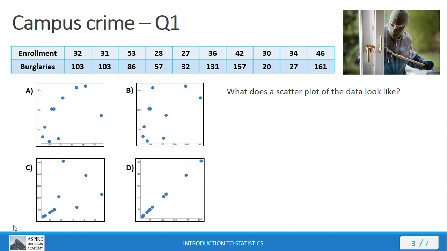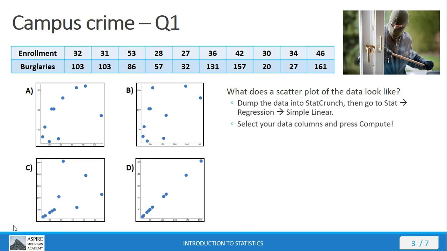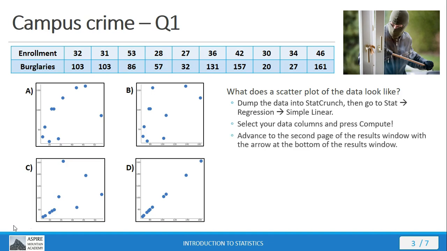Anywho, what does the scatter plot of the data look like? Well, once you get the data into StatCrunch, it's really easy to get your scatter plot. Just go to Stat, Regression, Simple Linear. Then select your data columns there in the Options window. Press Compute. And then you can advance to the second page of your results to get the scatter plot. And you're going to find the correct answer here is answer option A.